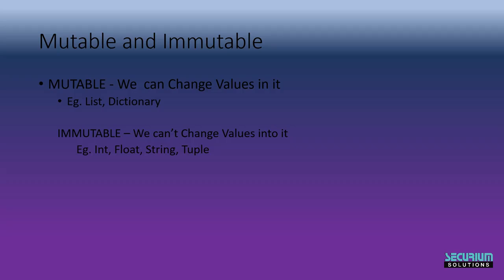In this session we have three topics to learn: list, tuple, and dictionary. Before getting into list, tuple, and dictionary, we'll first see what is mutable and immutable. In mutable we can change values in it. In immutable we can't change values in it. Okay, so that's the main difference we have in here. We can change the values in list and dictionary, but we can't change the values in integer, float, strings and tuples.